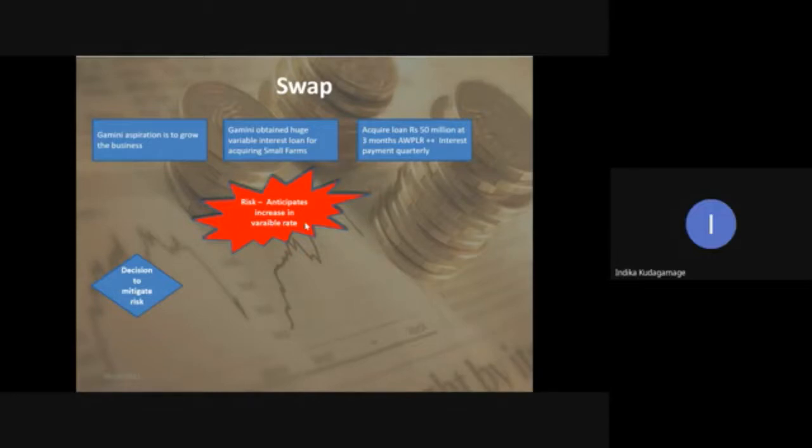But he thinks rates will come down. Right? Inadvertently, I have fixed my rate. I want to take a chance and go for a short-term variable rate. Right? So what happens under swap agreements?